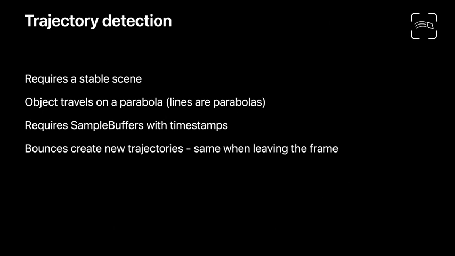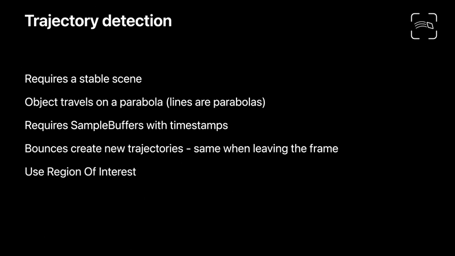If your ball, for instance, bounces or leaves the frame, we get a new trajectory anytime this happens. And you have to combine those. You can do this easily by looking, for instance, at the last point of a previous trajectory if it matches up with the first point of a new trajectory.